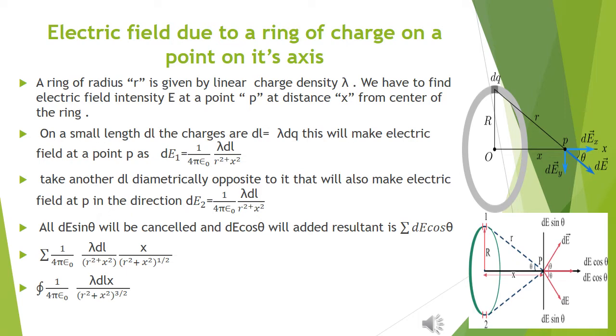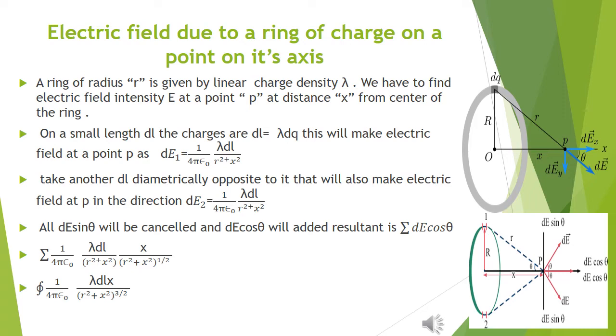Now what will be the charge on this length dl? On a small length dl, the charge is lambda dl equals dq. This will make electric field at a point as dE1 equals 1 upon 4 pi epsilon naught lambda dl upon r square plus x square.